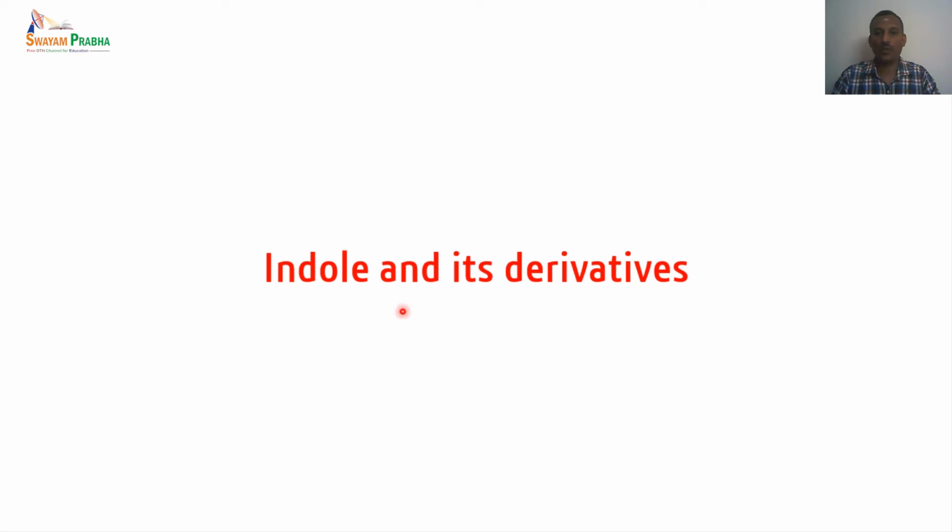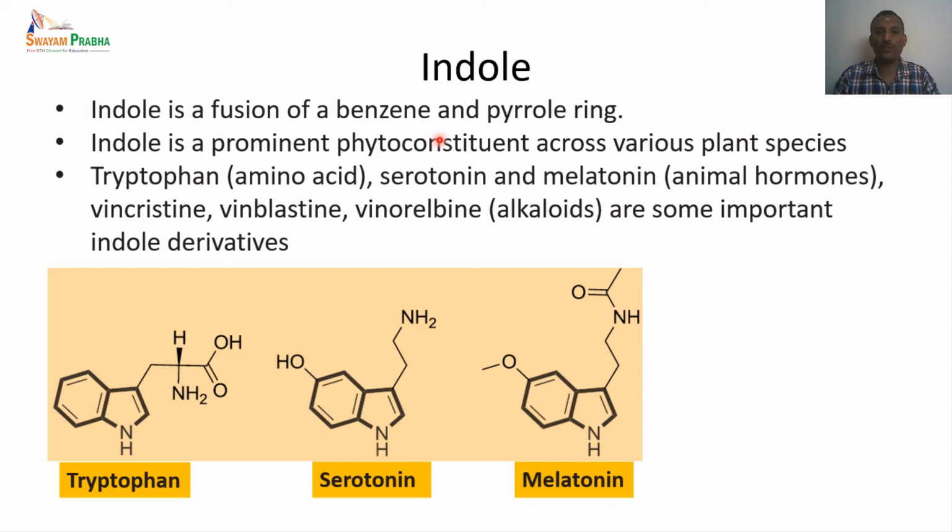Let us now look at indole and its derivatives. Indole is a fusion of a benzene and a pyrrole ring. So this is the benzene ring and this is the pyrrole ring. The fusion of these two is called indole.